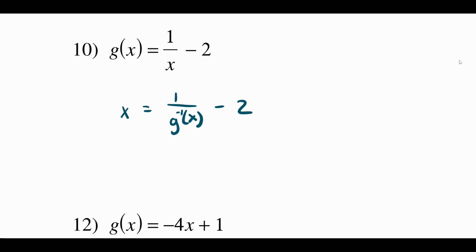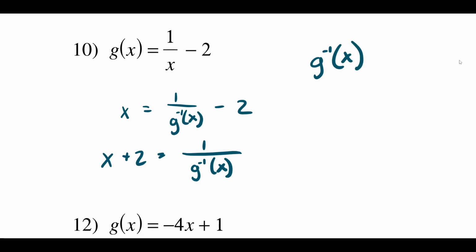All I have to do is add 2 to both sides, so to get that x plus 2 equals 1 over the inverse of g of x. And in order to solve for the inverse of g of x, since we have 1 over the inverse of g of x, we know that the inverse is going to be equal to 1 over x plus 2.